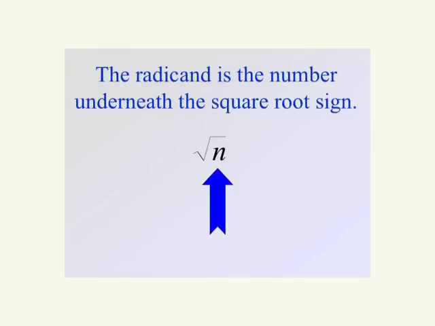So a key vocabulary term that you may want to put in your notes if you don't have it down yet is that the radicand is the number underneath the square root sign. And in order to be able to combine radicals, you must have like radicands.